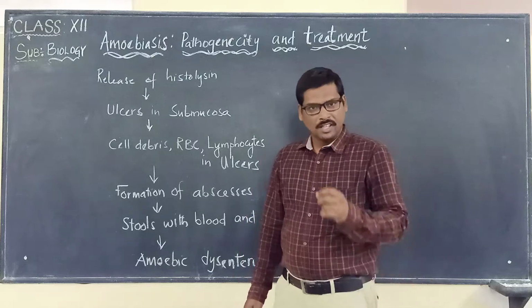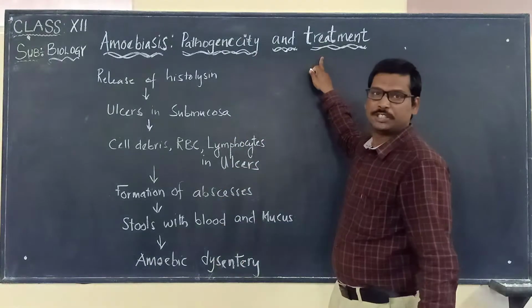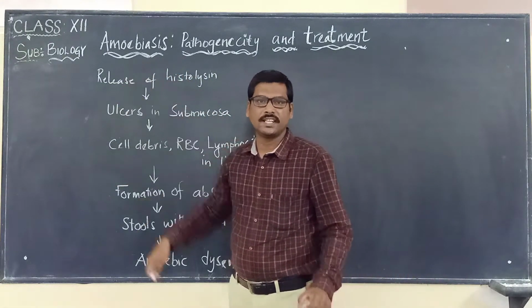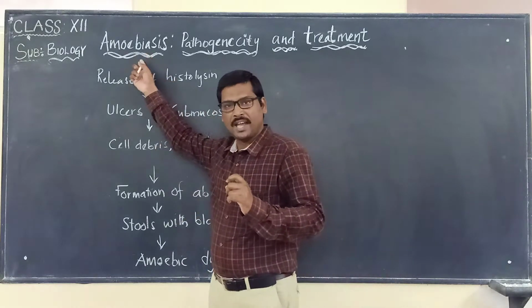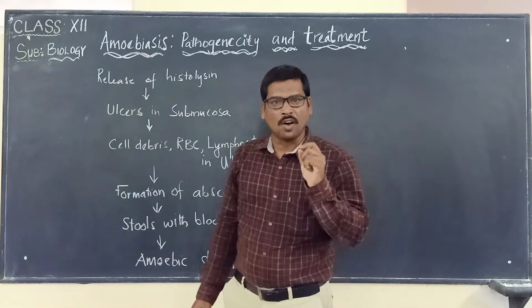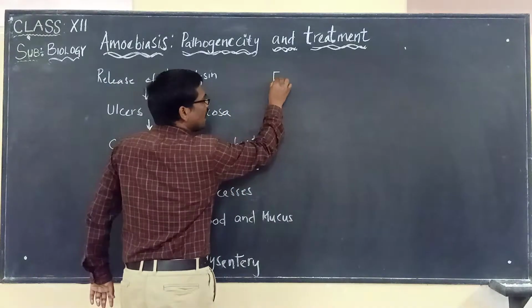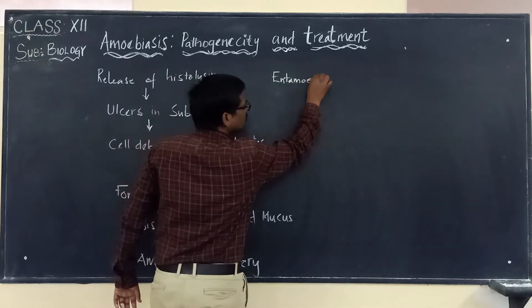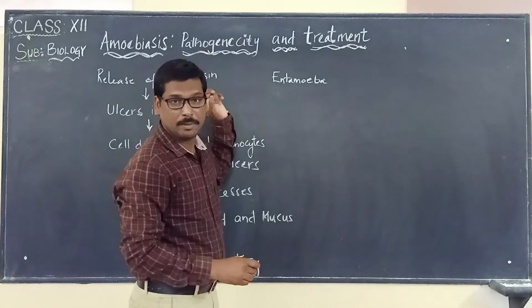Hi everybody, in this video we are going to discuss the pathogenicity and treatment for the disease called amoebiasis. This disease is caused by a pathogen or microorganism which we call Amoeba histolytica. Amoeba histolytica is the pathogen. It is a protozoan which is causing the disease called amoebiasis.